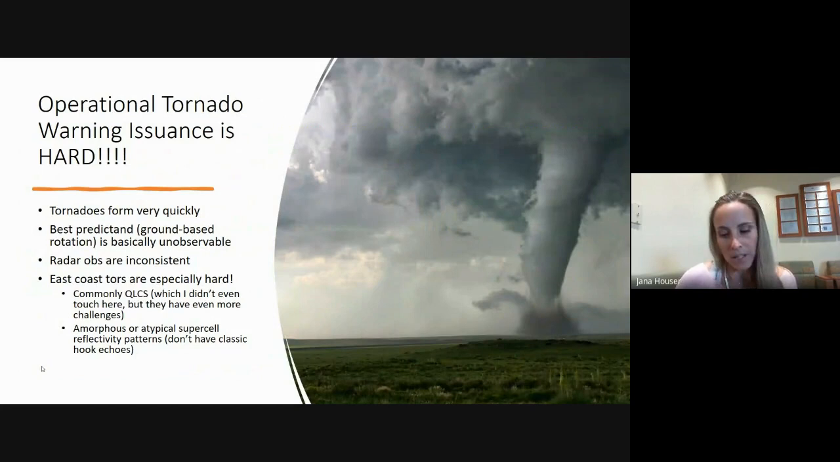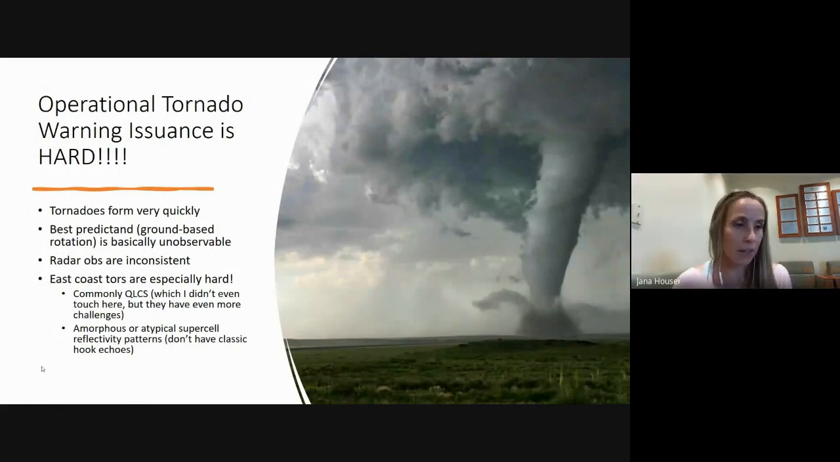All right, so now putting the forecaster hat on here, operational tornado warning issuance is hard. And I applaud you all for having to do this job because it is not a place where I would particularly want to be. We know that tornadoes form quickly. We also know that basically the best predictant is going to be the presence of this ground-based rotation, which is basically unobservable. We don't have nearly sufficient mesonet surface observations. Our radar observations are essentially useless at the ground unless you just happen to luck out and have a mobile radar in really close proximity to where a tornado is forming.